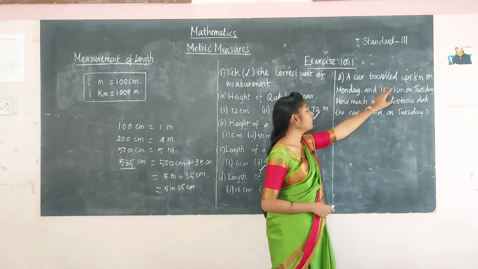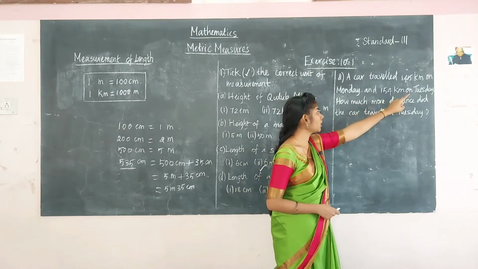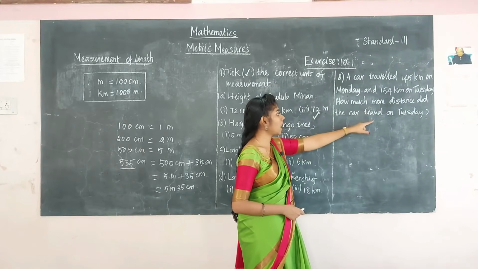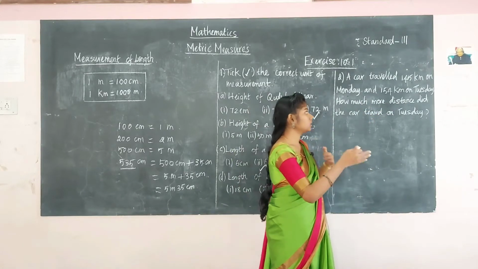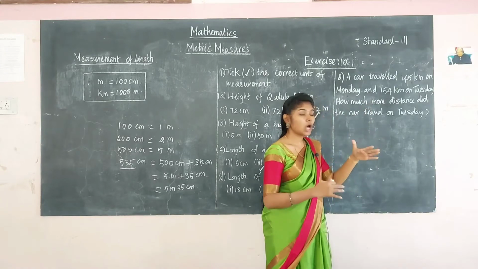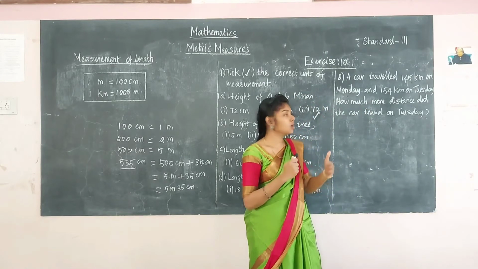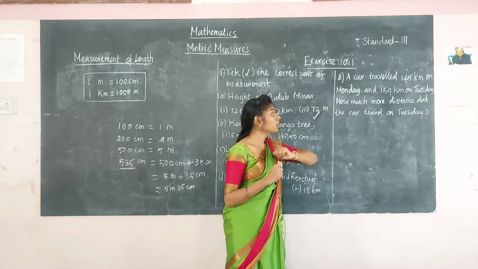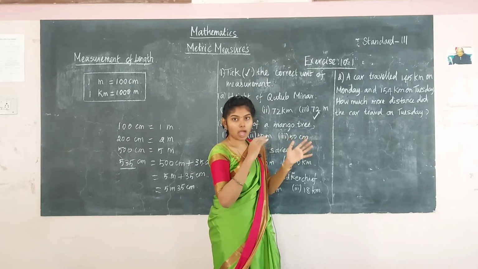You are going to solve that problem. A car travelled 145 km on Monday and 154 km on Tuesday. How much more distance did the car travel on Tuesday? Here Monday's distance and Tuesday's distance are given, and the question is how much more distance they have travelled on Tuesday than Monday. So here Monday 145, Tuesday 154 km. We are going to find how much more distance, more than Monday.